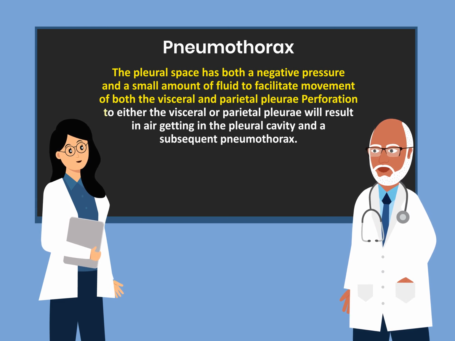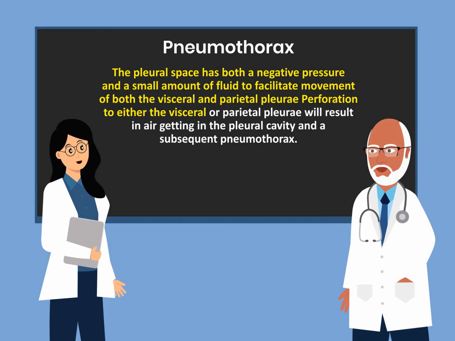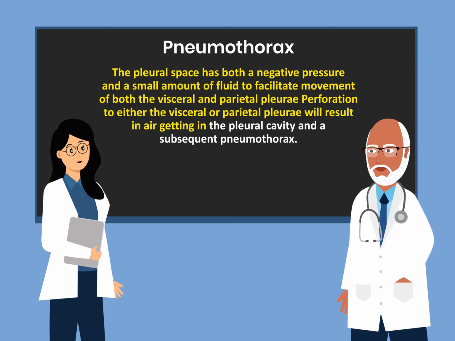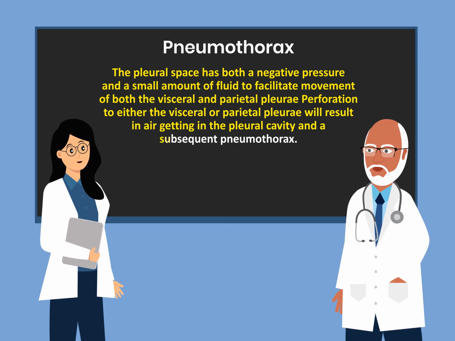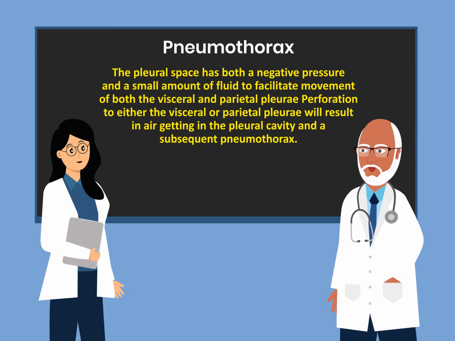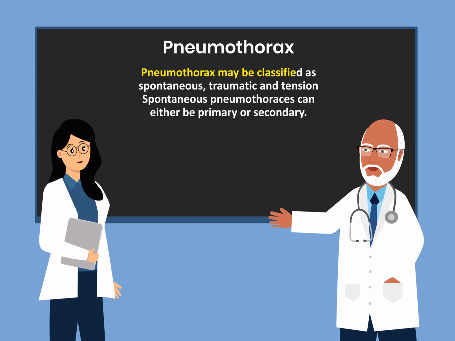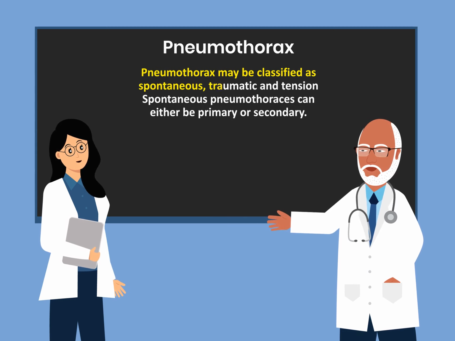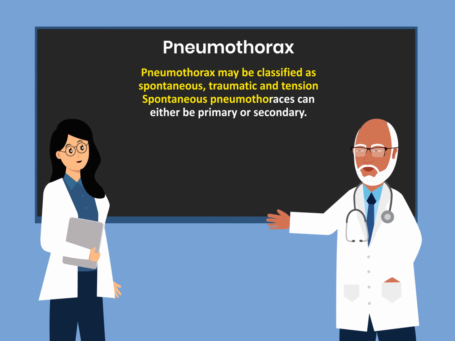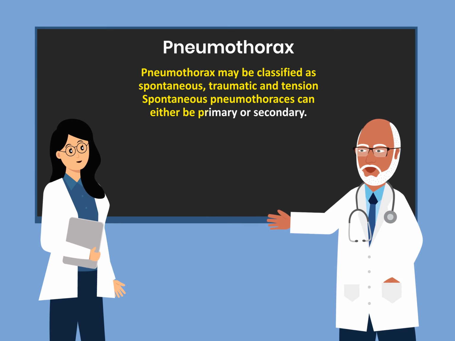Perforation to either the visceral or parietal pleura will result in air getting in the pleural cavity and a subsequent pneumothorax. Pneumothorax may be classified as spontaneous, traumatic, and tension. Spontaneous pneumothoraces can either be primary or secondary.